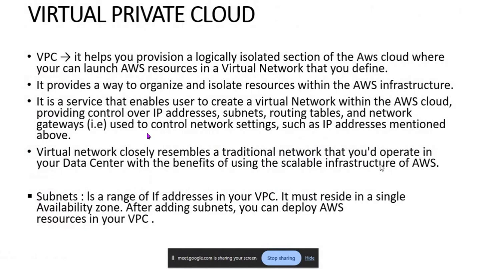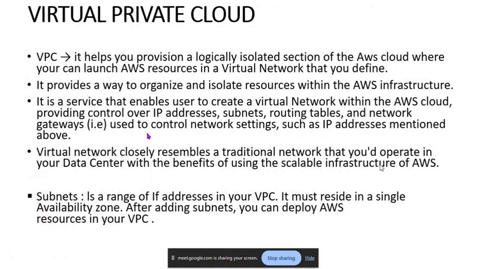It's a service that enables users to create a virtual network within AWS and providing control over IP addresses, the subnet, through routing tables, network gateways. Then the gateway is used to control network settings. The virtual network closely resembles a traditional network that you use to operate in your data center, with the benefits of using the scalable infrastructure of AWS.